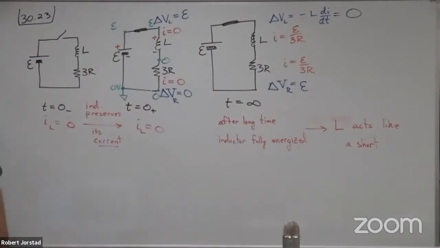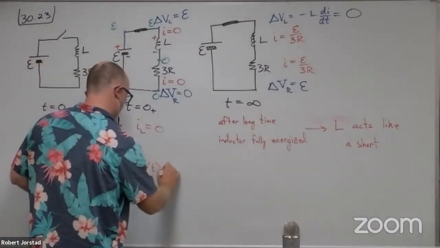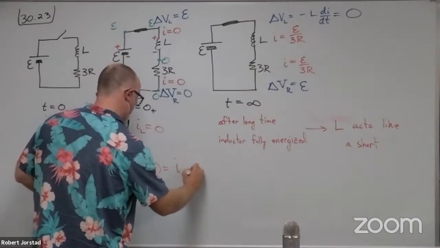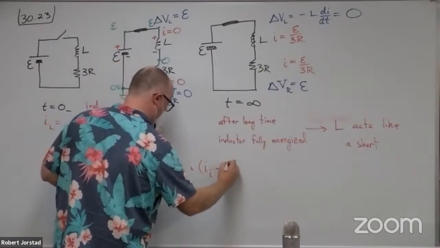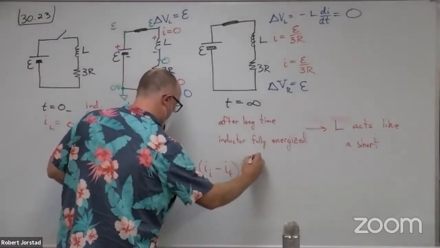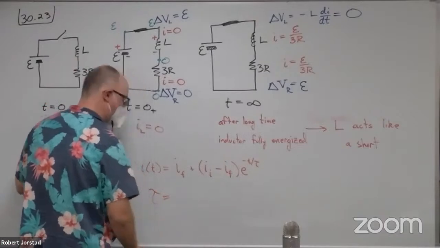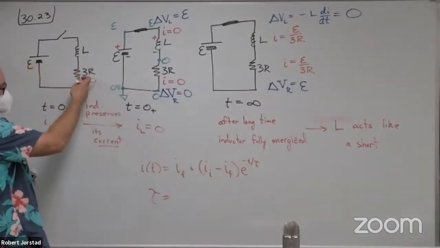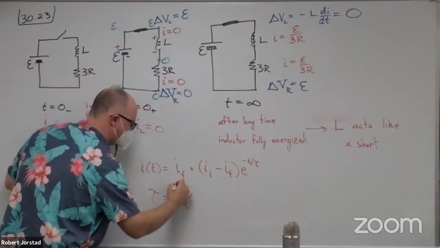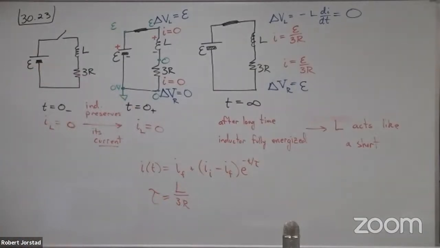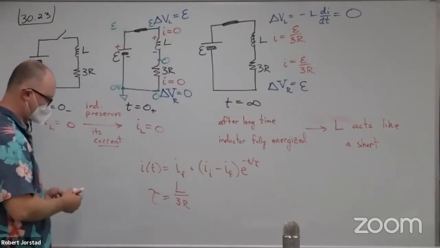If I wanted to solve for the current as a function of time, it's going to be I final plus, Nick, you remember it, I initial and then the rest of the garbage. What's tau in this problem? Aha! The old L over 3R. Okay, in this case, what's I initial? 0.